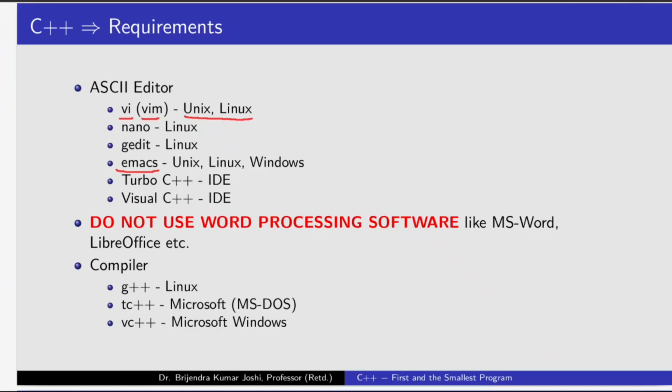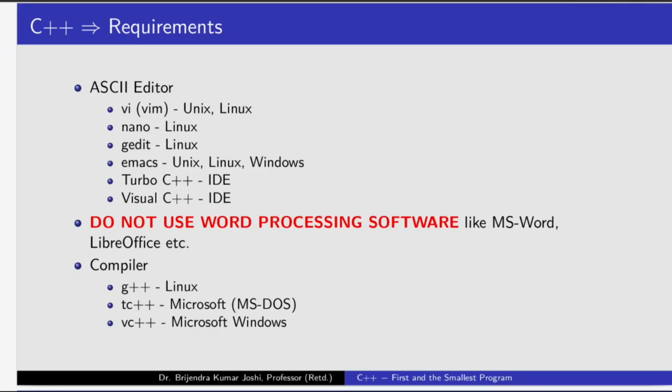Then comes Turbo C++. In its IDE, integrated development environment, there is a default text editor to write the C++ source programs. Similarly, Visual C++ has an IDE with a very powerful text editor to write the source programs. Then comes the warning: do not use word processing software like MS Word, LibreOffice, etc.